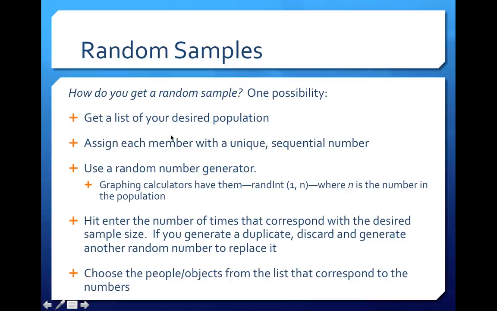And then you go back to your list where you numbered these people, and those are the people that you will choose. The numbers you got from your generator will correspond to the people or objects on your list, and they will become your sample. Now that's a very techie way of getting a random sample. You can also do this in a very low-tech way. For example, the old put everyone's name in a hat and draw them out. That is another way of getting a random sample. So there's different ways of doing this, but it is the best approach when possible.